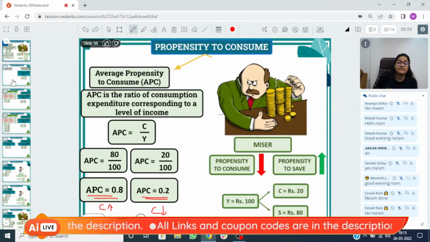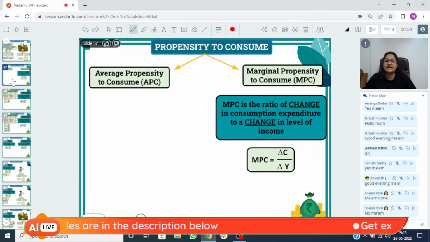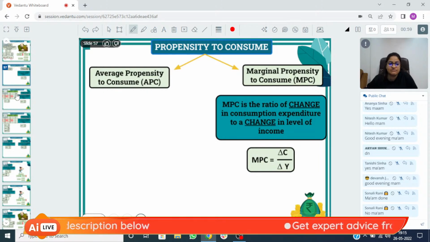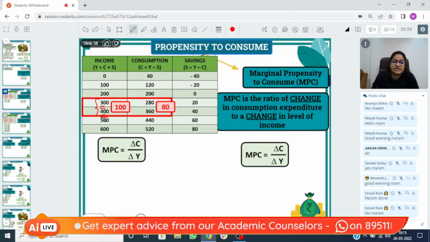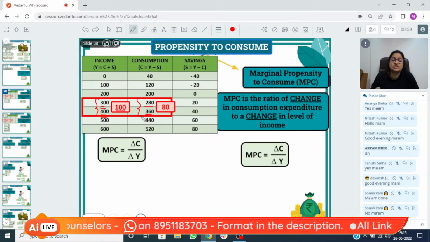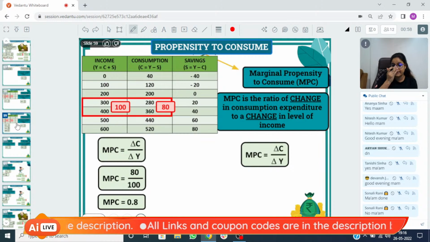At the same time, we have marginal. Marginal means what? With every additional income, what is the additional change in consumption? So income was 300, now income is 400. What is the change in income? 100. Consumption was 280, now the consumption is 360. What is the change in consumption? 80. So change in consumption upon change in income will give you the answer as 0.8.